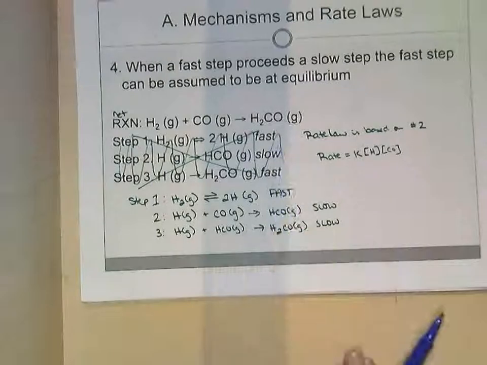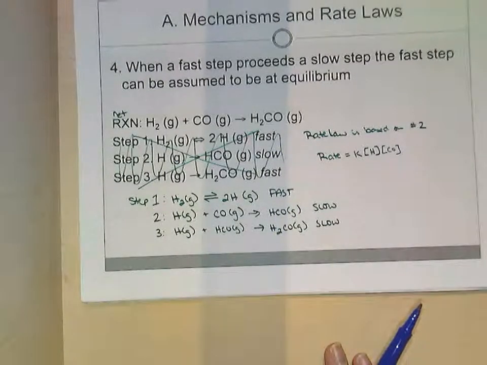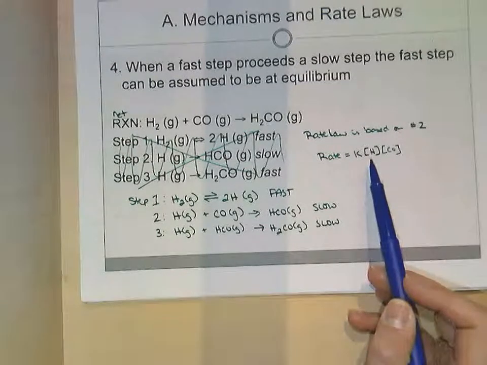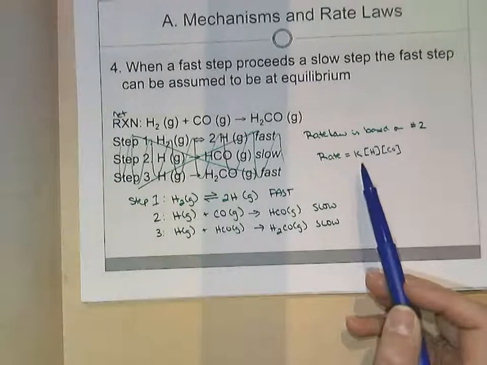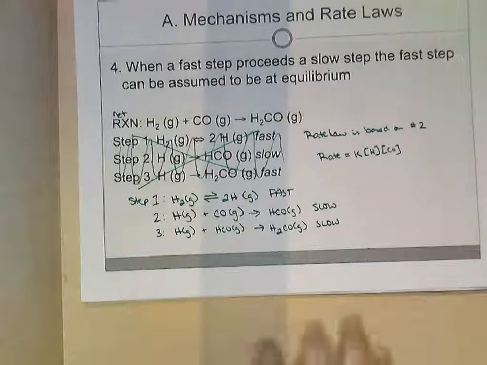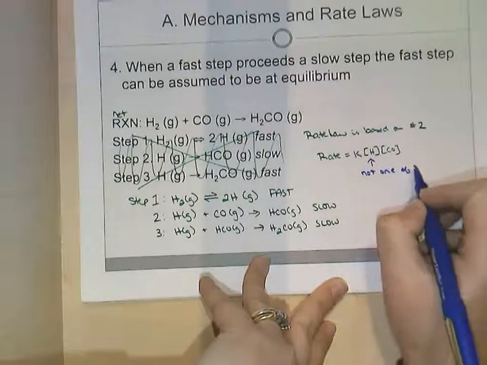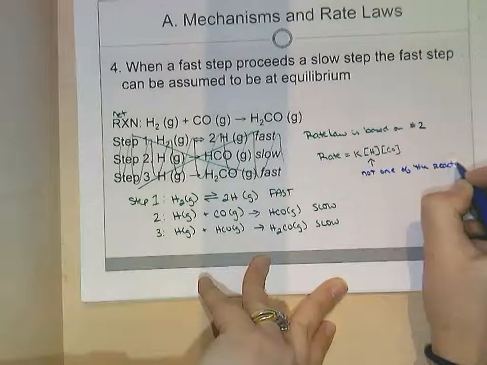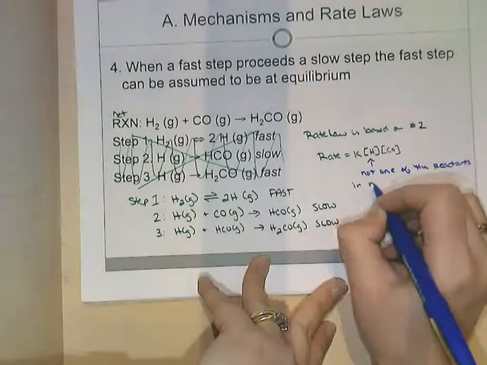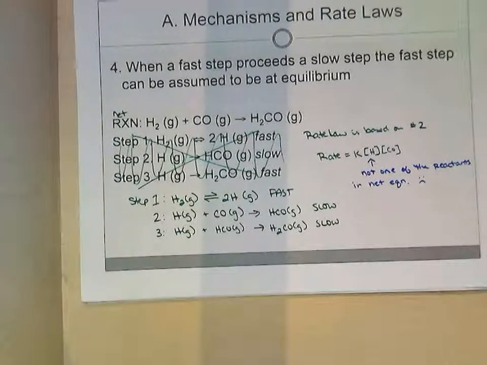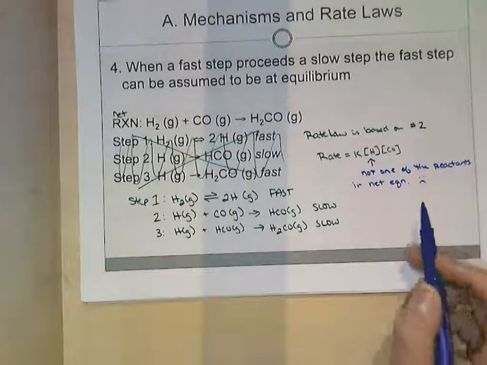No. That's an issue. You can't have a rate equation that is not based on your reactants, right? Because all of our rate laws are based on reactants. We now have a rate law that involves something that's not a reactant. Uh-oh. So this is not one of the reactants in the net equation. Don't worry, I can turn that frowny face upside down in just about 30 seconds.